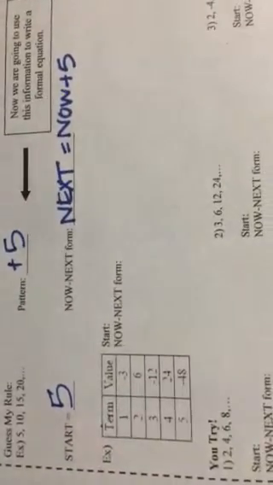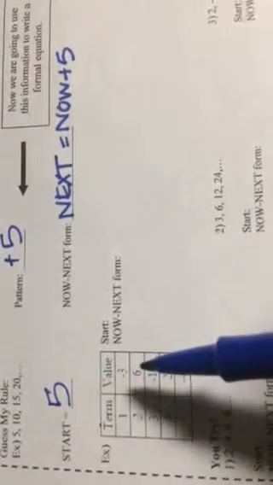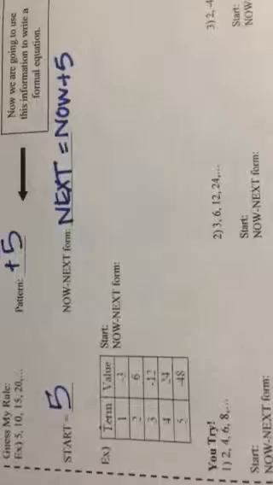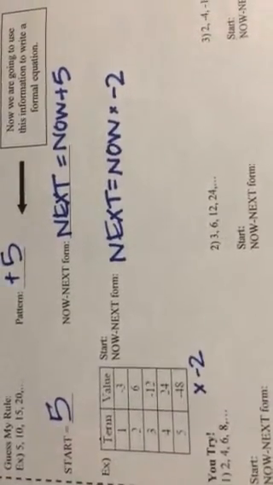For our next example, we have things in a table. We start out with -3, then we go to 6, then we go to -12, then 24, then -48. So the rule to get from -3 to 6, 6 to -12, -12 to 24, and 24 to -48 is going to be that you multiply by -2 every time. You do times -2. So that means in now next form, next equals now times -2.